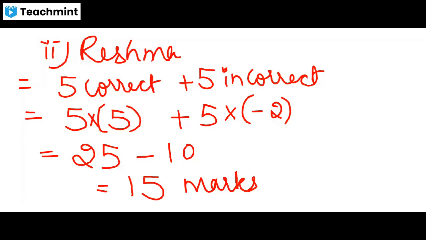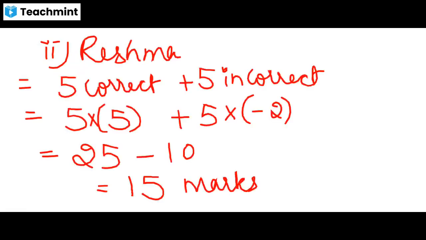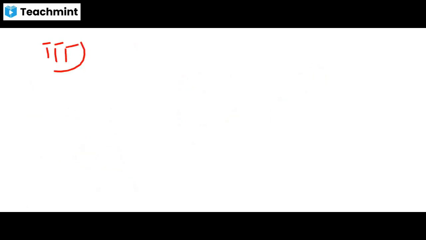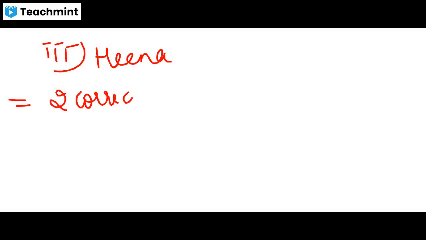Okay. Next, third question we'll see. All of you, are you writing along with me, children, in your notes? Did you complete this? Yes, ma'am. Okay. Next, Hina. Third one we'll see Hina. Hina gets 2 correct answers plus 5 incorrect answers. Now, how much is remaining?